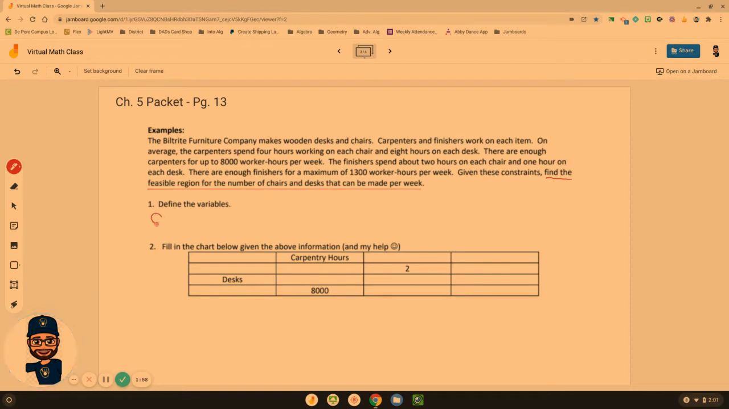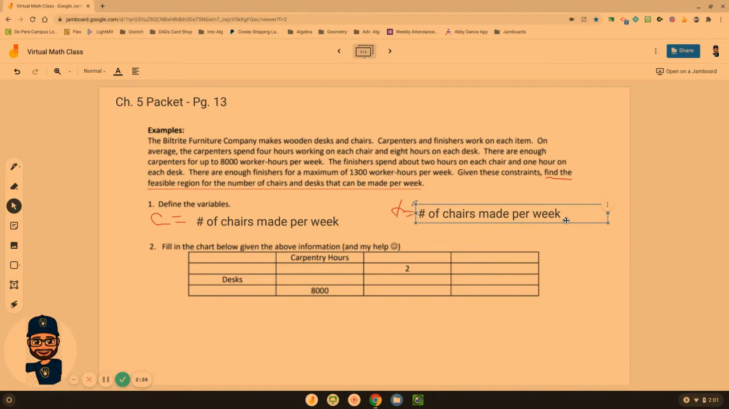So I'm going to say that C is going to equal something, and then I'm going to say that D is going to equal something relative to the desks. I'm going to type the next part so it's not as sloppy. So C is going to be the number of chairs made per week. That's what we're going to let C equal. And then hopefully you can pick up on the fact that D is going to represent the number of desks that are going to be made per week. So C and D, okay?